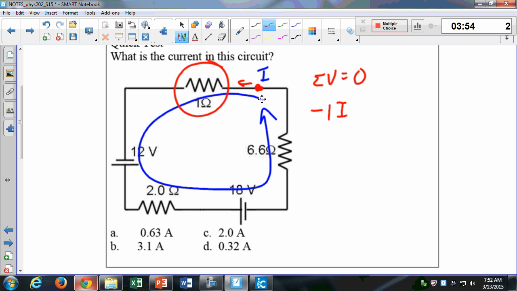My next term is going to be positive or negative as well. It's going to be positive 12. So my second term will be -1I plus 12. And then I'm going to have 3 more terms: plus or minus 2I, plus or minus 18, plus or minus 6.6I. And then I just solve for I.